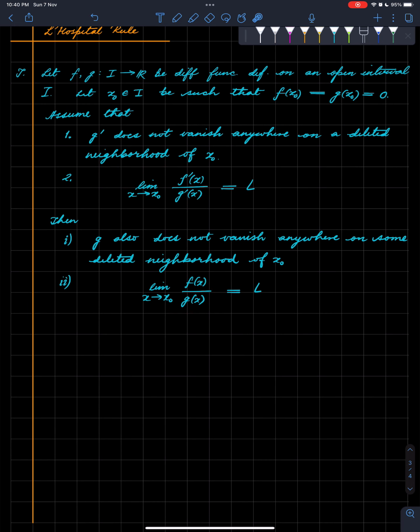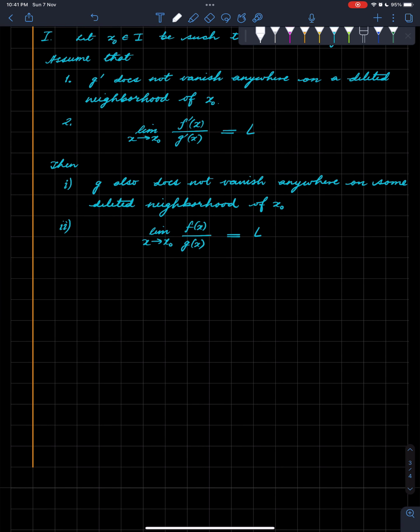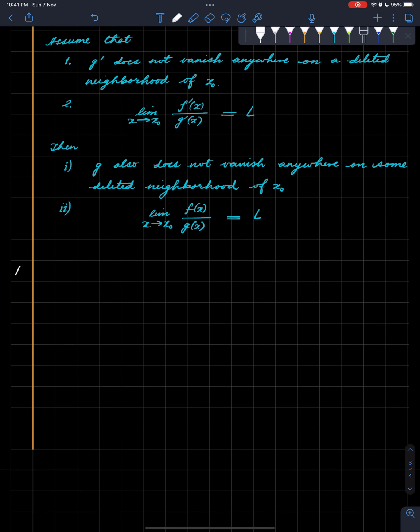So rather than finding this limit, you can find that limit. And many a time the derivatives of functions are simpler than the functions themselves. They are somehow smaller. Like if you differentiate a polynomial, you get a smaller degree polynomial. So it may be easier to deal with derivatives of functions rather than the functions themselves, and that's why this theorem is very useful. Okay, but the proof is not at all difficult once we have all the pieces.